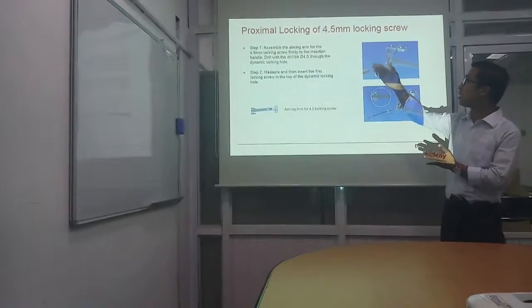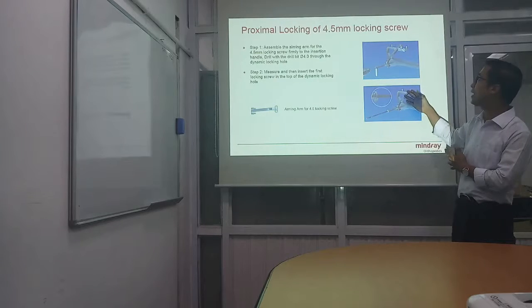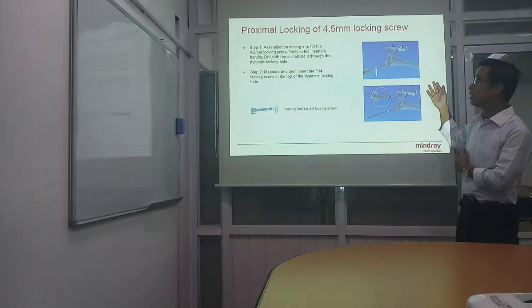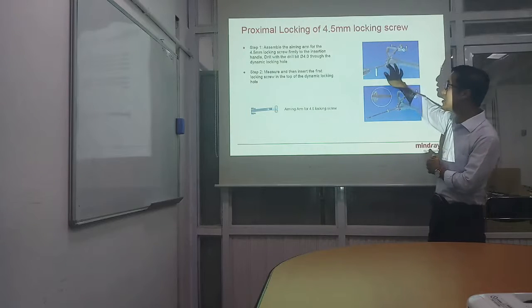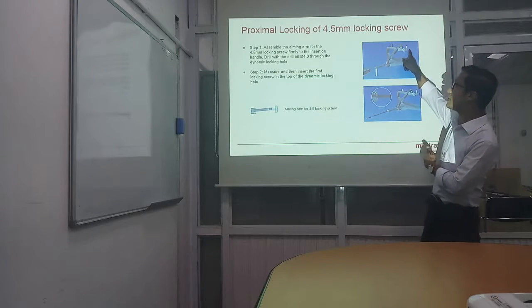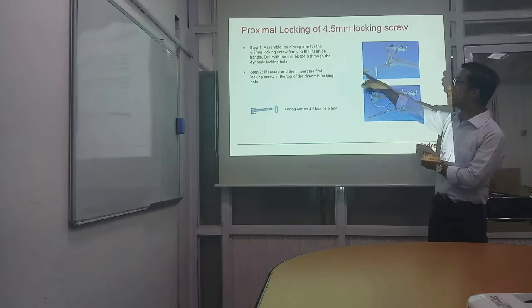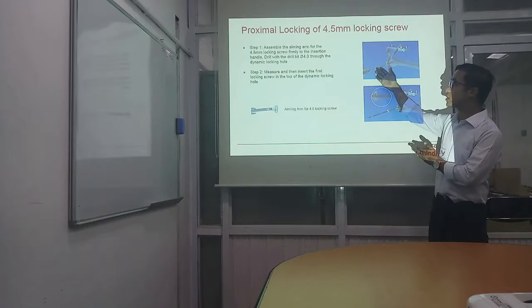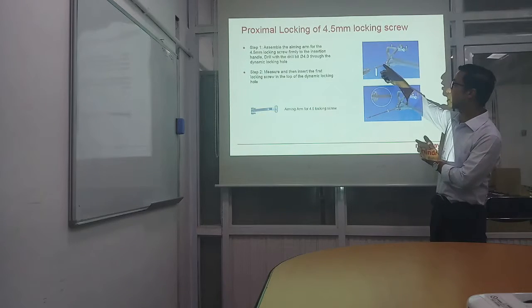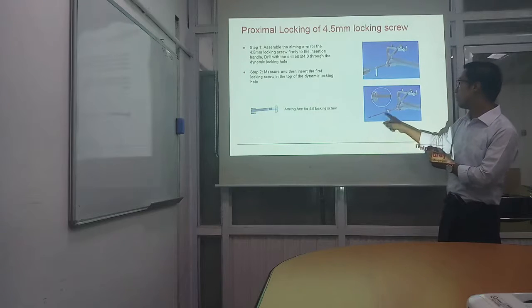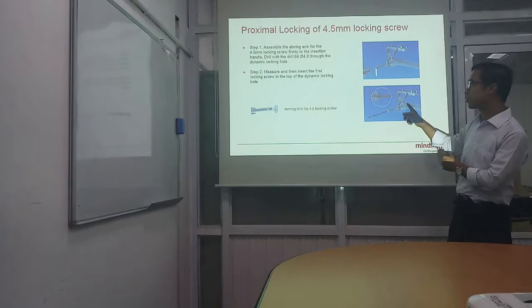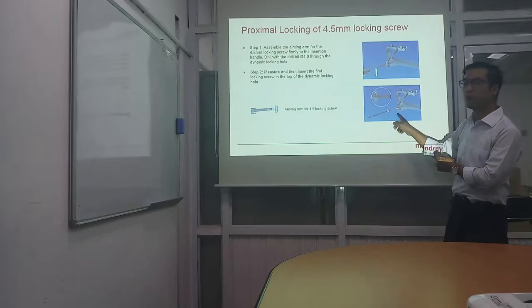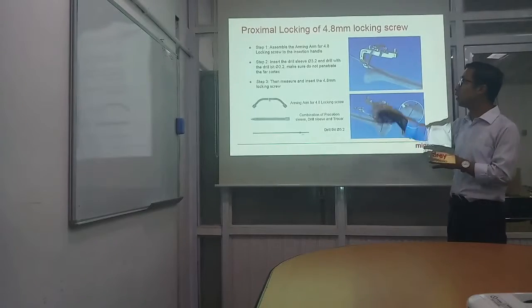This is the proximal locking of the 4.5 millimeter locking screw system. Assemble the aiming arm for the 4.5 millimeter screw firmly to the insertion handle. Drill with 4.0 through the dynamic locking hole. Step 2. Measure and insert the first locking screw in the top of the dynamic locking hole.